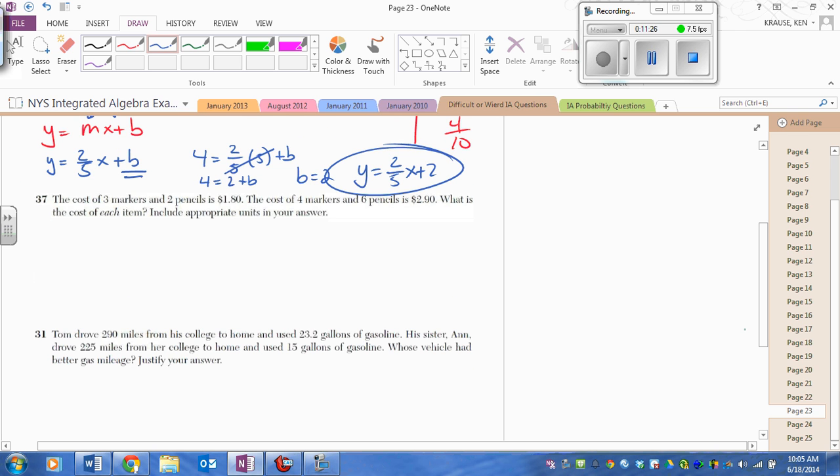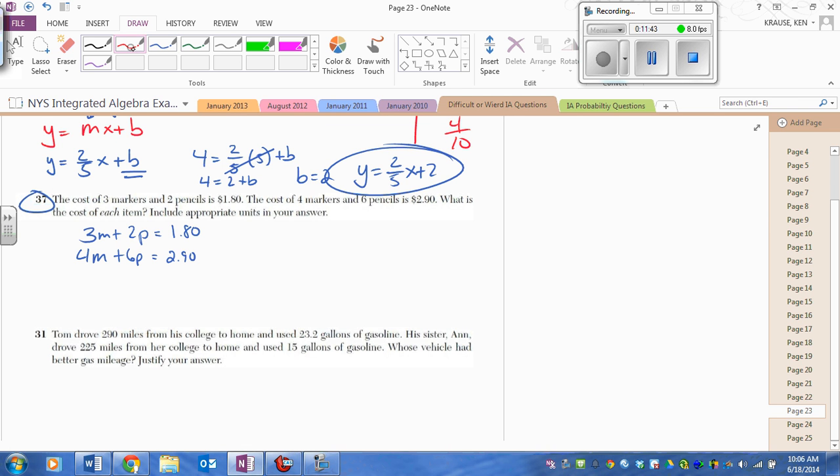Alright. 3 markers. 4-point question. Plus 2 pencils. I'm going to end up writing small here because this is going to be a lot. And 4 markers and 6 pencils cost $2.90. Let's see. Put 4 here, put negative 3 here, so I get 12m plus 8p equals 1.80 times 4, 720 is what I think.